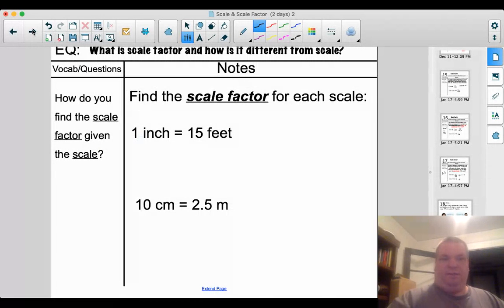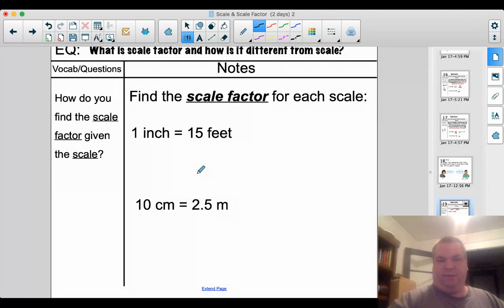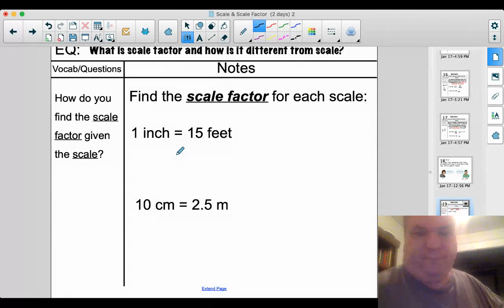All right, so let's have you do a couple of these. I'm going to pause the video here, see if you can find the scale factor for each one. Then we'll unpause it, and I'll go through it and see how we did.